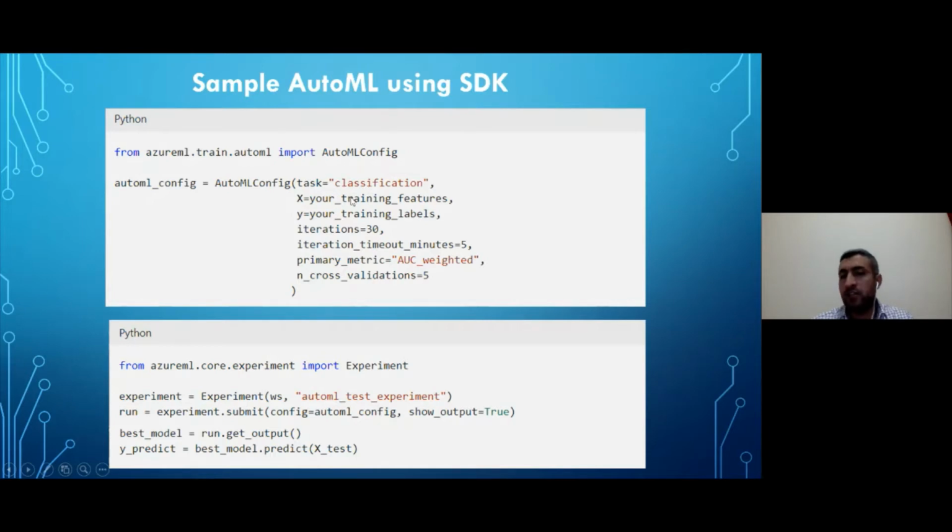This task is a classification, for example. This is the input X. This is the output Y. This is the number of iterations where our algorithms will run. So here I'm specifying these parameters, and once it's defined here, I define an experiment, then submit this experiment or submit the training job within this experiment. And finally, once we are done with the experiment run, we get what we call the best model of this automated machine learning. Okay.